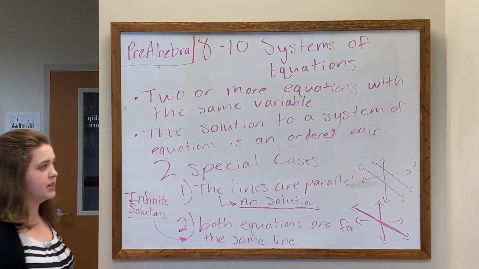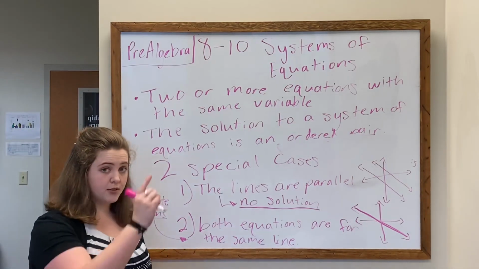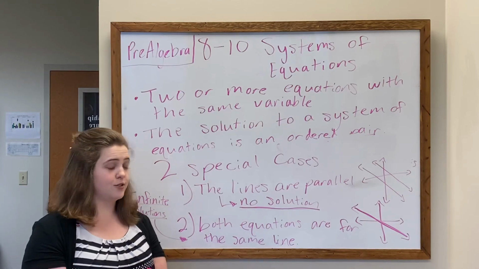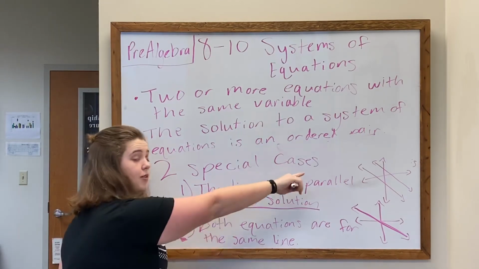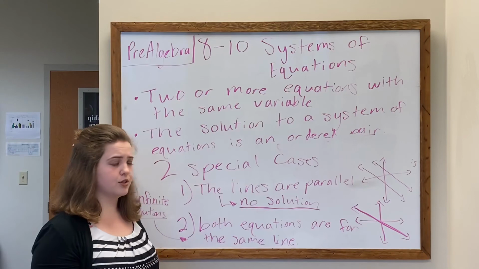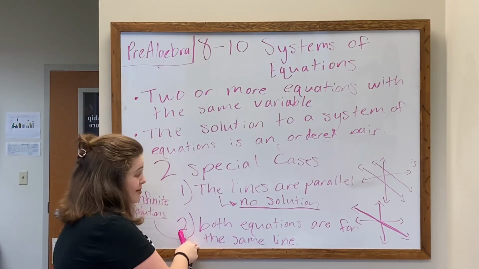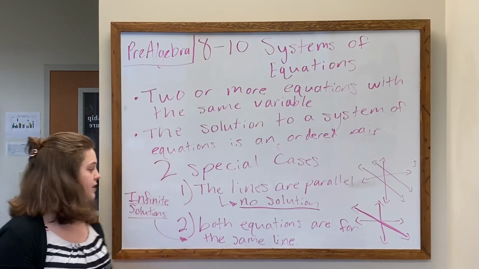So those are my two special cases. Normally, you'll just graph the two lines, and wherever they intersect, that's your solution. But sometimes they will never intersect, and there's no solution, or they'll be the same line, and it's infinite solutions.